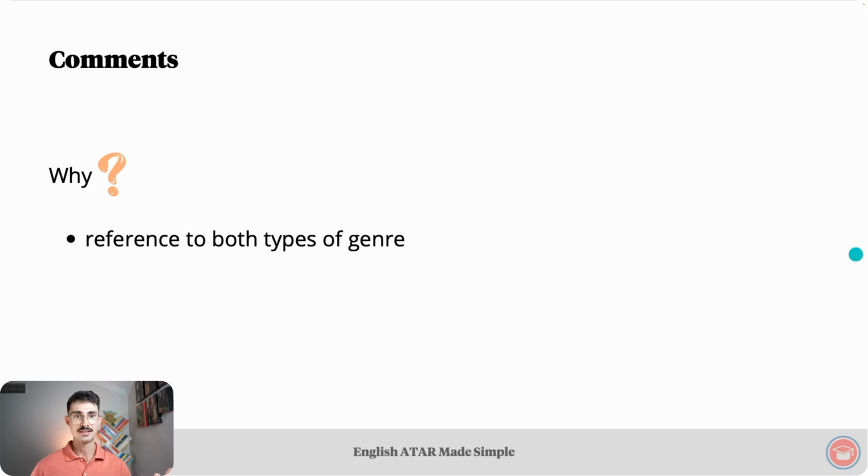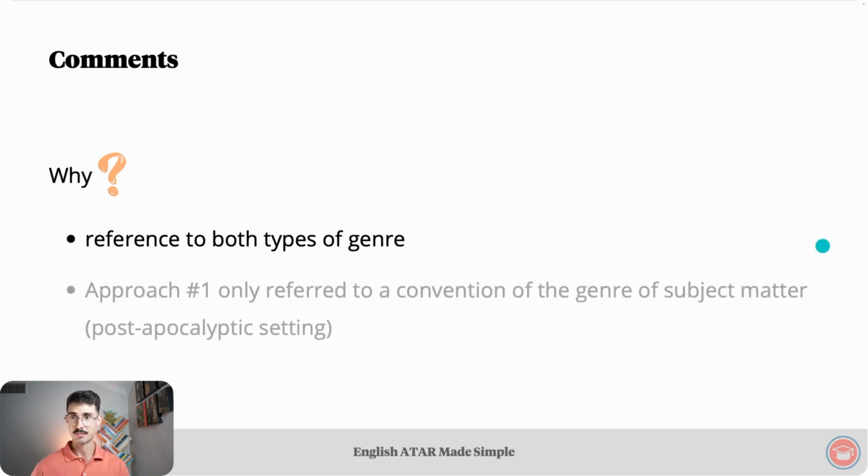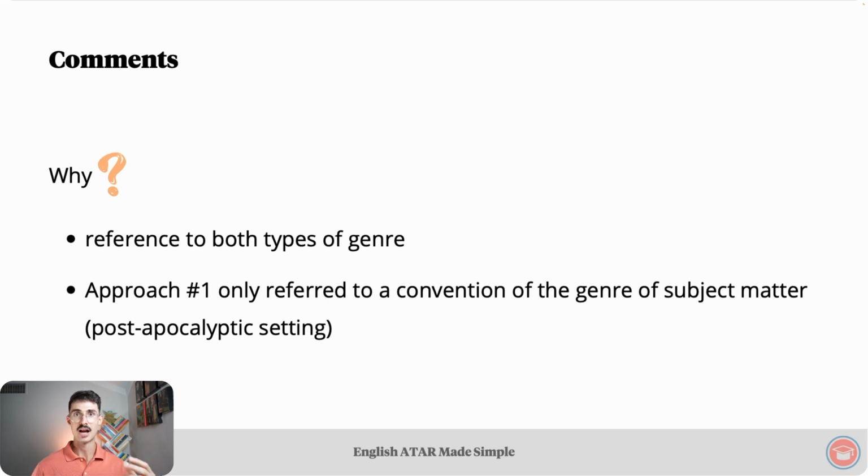Approach number two is better because a complete answer to a question like this about genre requires reference to both types of genre, form and structure, and subject matter, not just one or the other. Bearing this in mind, in approach number one, I only referred to a convention of the genre of subject matter, which is a post-apocalyptic setting. And I didn't mention anything about conventions of film, which are visual language features. As a result, in approach number one, I failed to discuss the genre of form and structure, and therefore haven't fully addressed the genre part of the question.